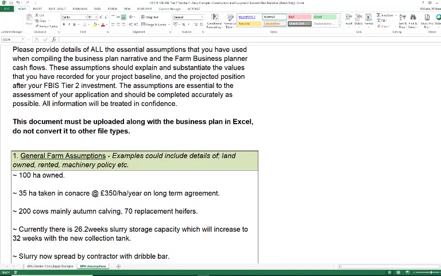First section is general assumptions, and the examples can include details of land owned, rented, machinery, policy, etc. So in this case we have the area of land stipulated in terms of volumes, numbers and rates.